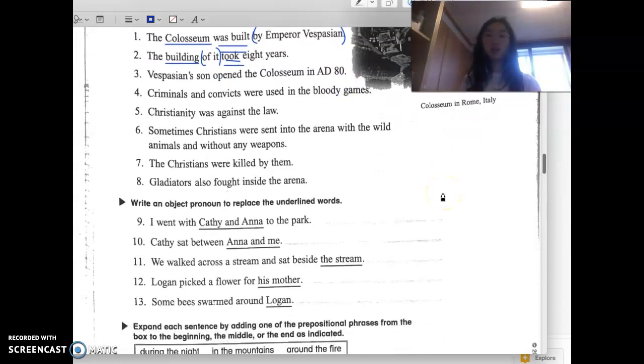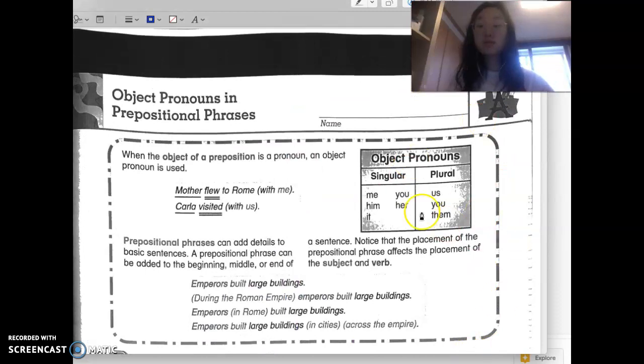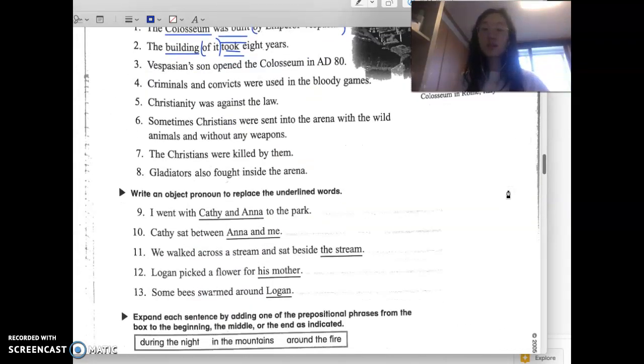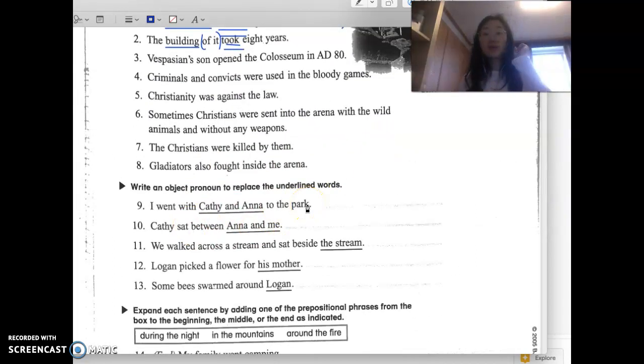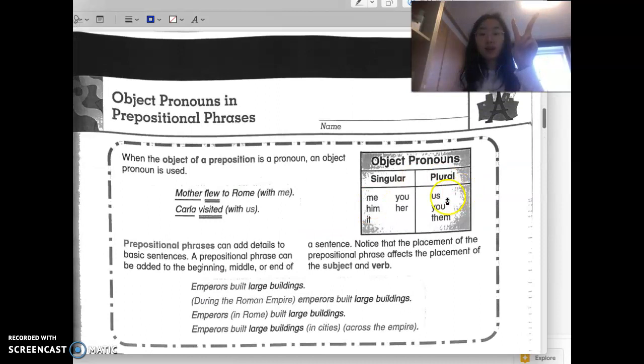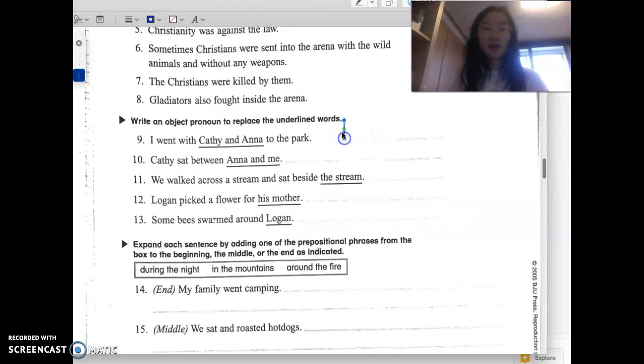I'm going to explain the next section. Write an object pronoun to replace the underlined word. So this is like what we were doing on the previous page. You're going to be replacing each underlined word or words with one of these object pronouns, singular and plural. So let's do the first one together. I went with Kathy and Anna to the park. Kathy and Anna, so that's plural, more than one person, so it's 2 people. Us, you, them. Not you, not us, because I'm not included. Them. Kathy and Anna, them. So it would be I went with them to the park. Does that make sense? Okay, I believe you can do the rest on your own.